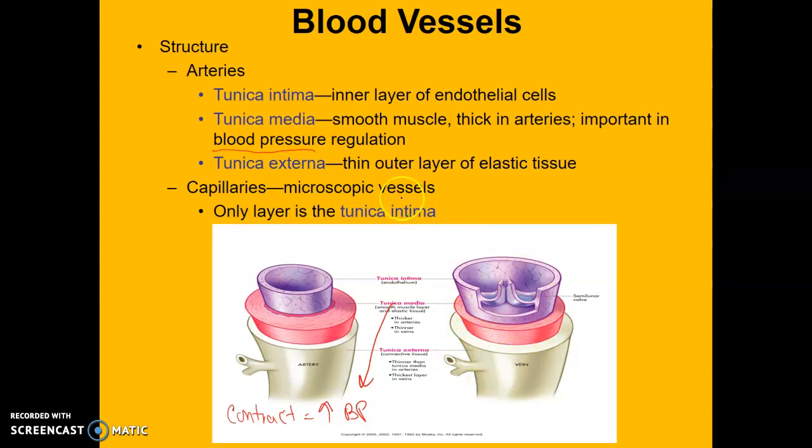The capillaries, again, are just microscopic vessels made up only of tunica intima. So if you think of a capillary bed, it's basically an artery or vein stripped of tunica media and externa.